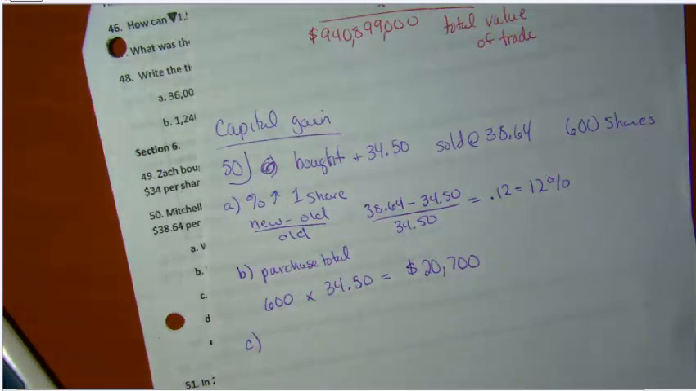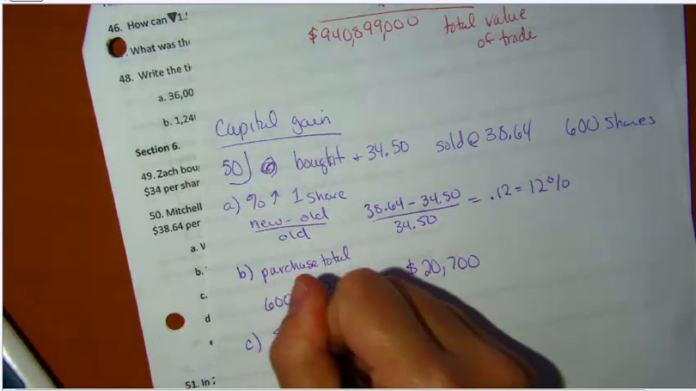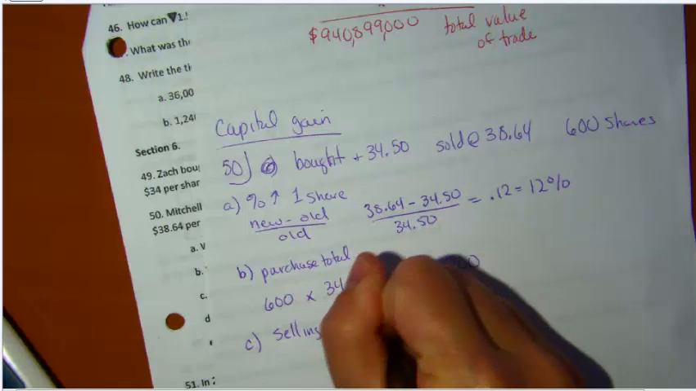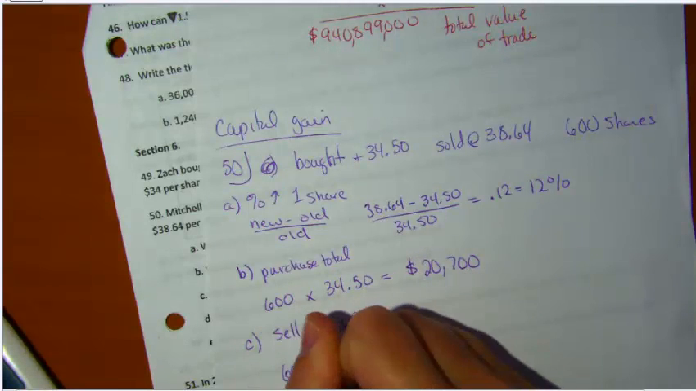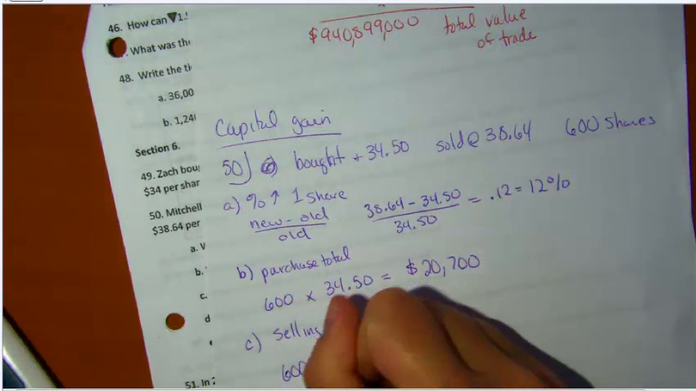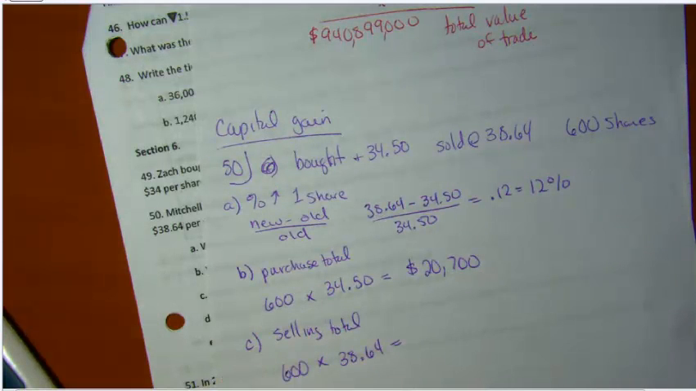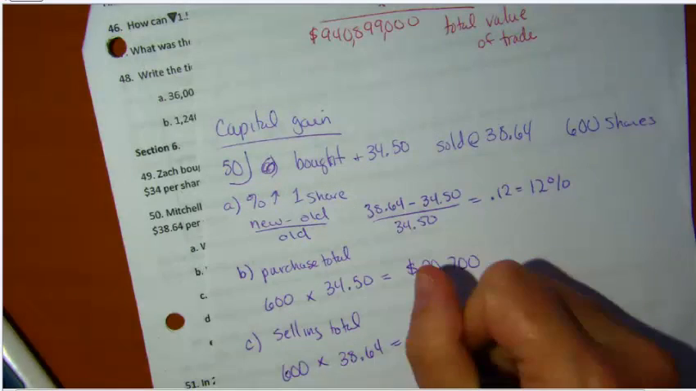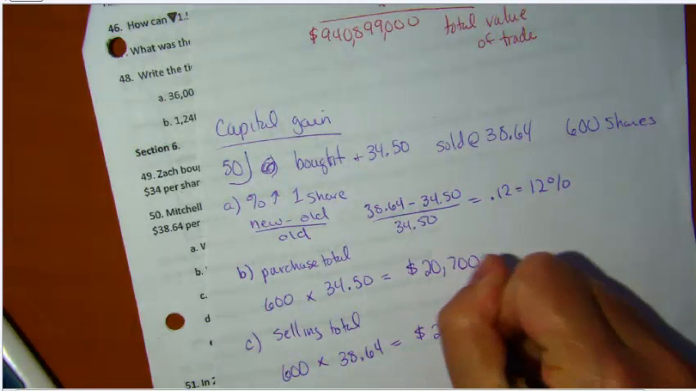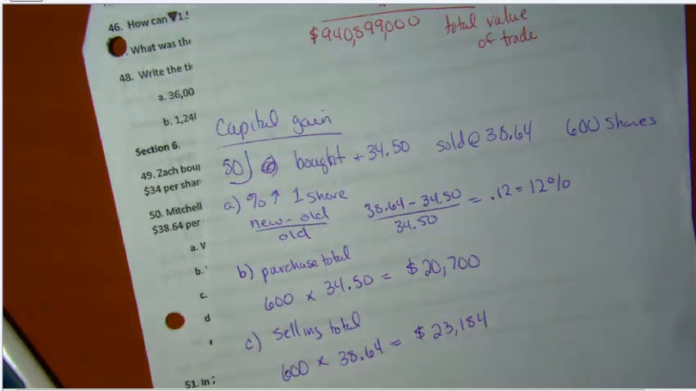For C, we want to know what the selling total was. Still 600 shares, except he sold them for $38.64. So we got 23,184.